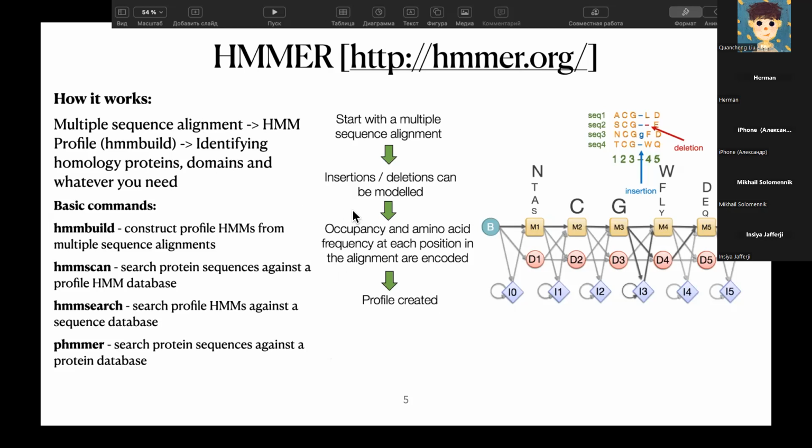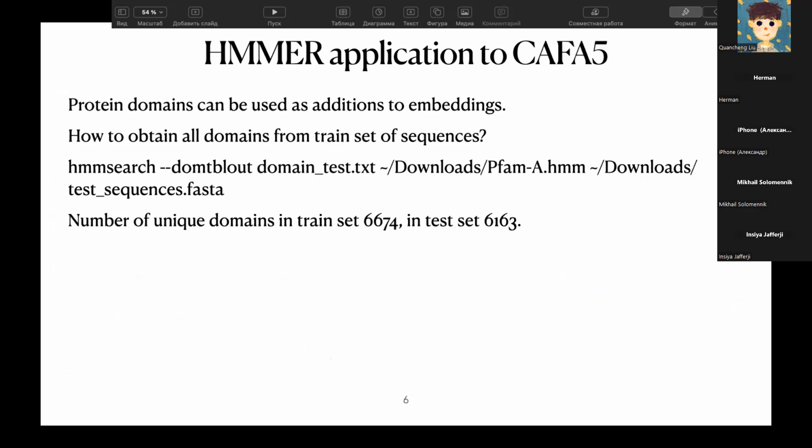There are many details in the working of this program, but I don't think they are very important now. What is important is the application of HMMER to CAFA5. Protein domains can be used as additions to embeddings. And we also tried to understand the importance of these domains without generated embeddings, but it's still difficult to clearly understand how we can use them.